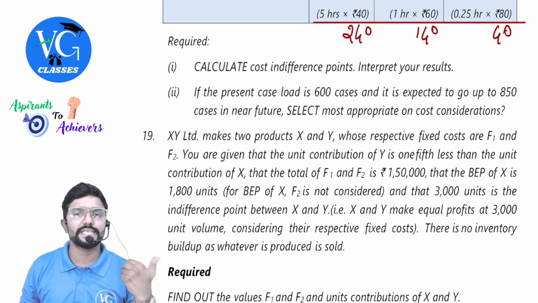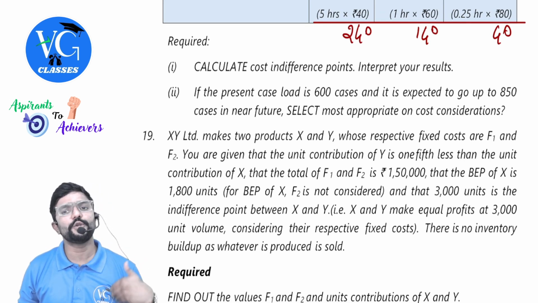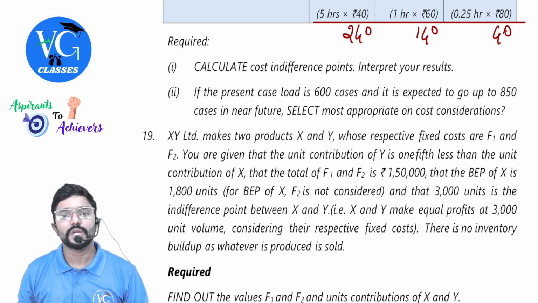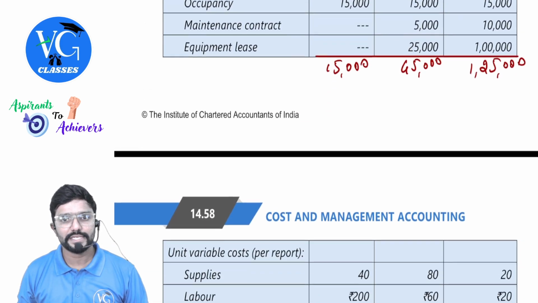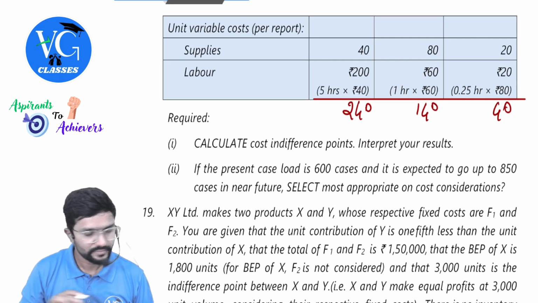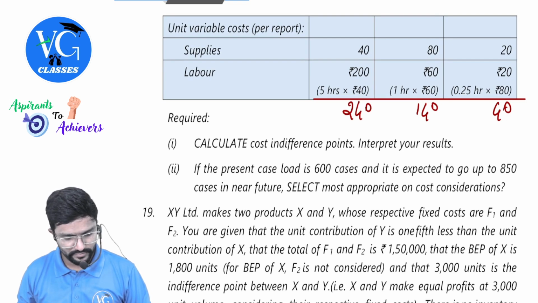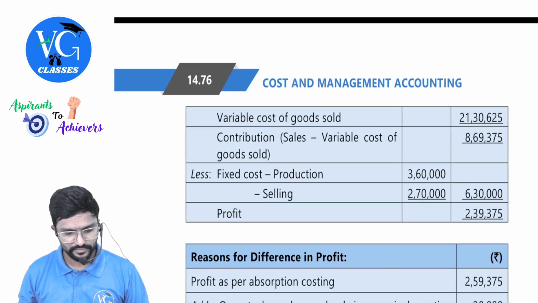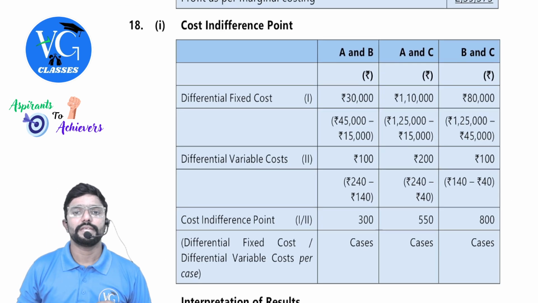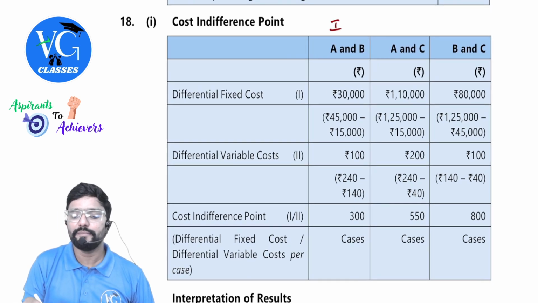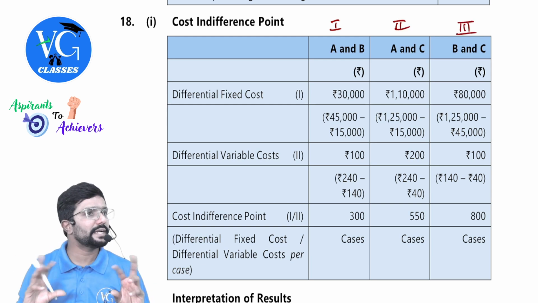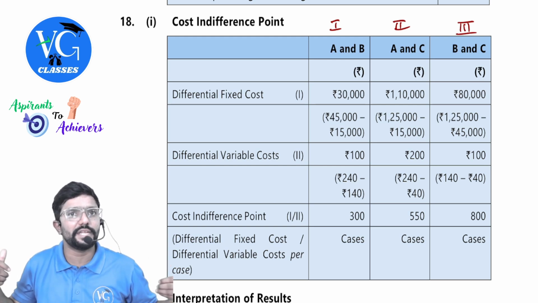If the present case load is 600 cases and it is expected to go up to 850 cases in the near future, select the most appropriate on cost consideration. Guys, just remember this figure. We have three options, guys: A and B, A and C, and B and C. You have to calculate the indifference point only between two options, not all three.